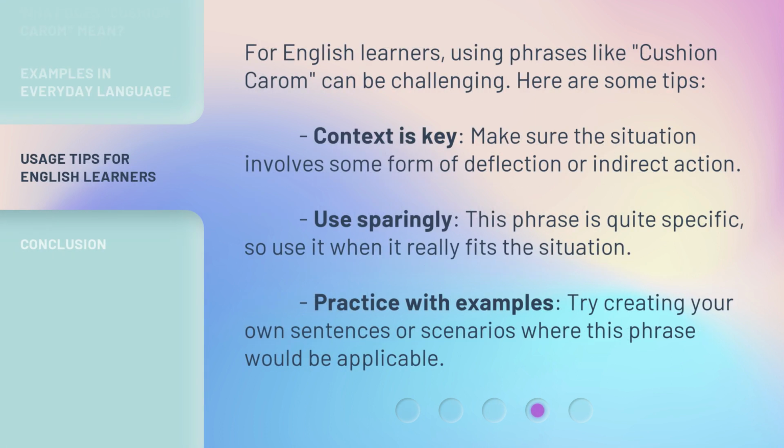For English learners, using phrases like Cushion Carom can be challenging. Here are some tips. Context is key. Make sure the situation involves some form of deflection or indirect action. Use sparingly. This phrase is quite specific, so use it when it really fits the situation. Practice with examples. Try creating your own sentences or scenarios where this phrase would be applicable.